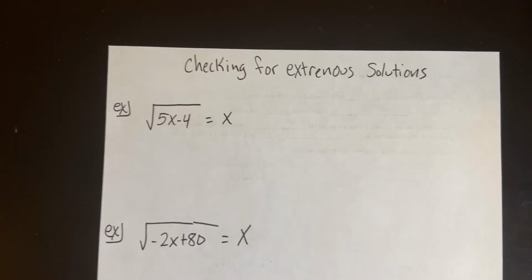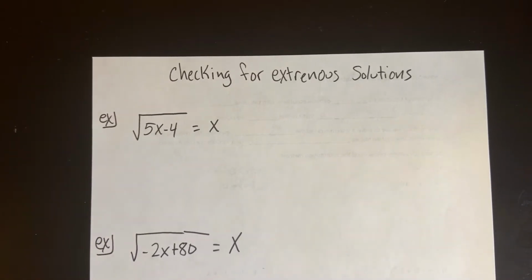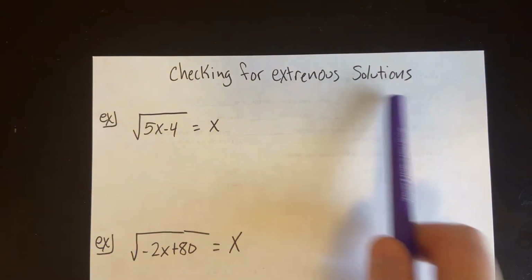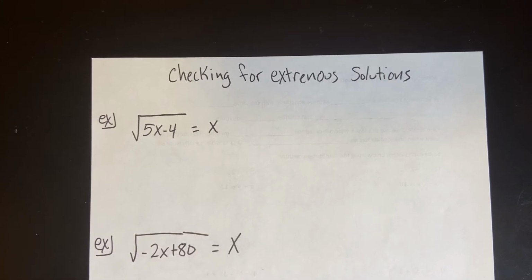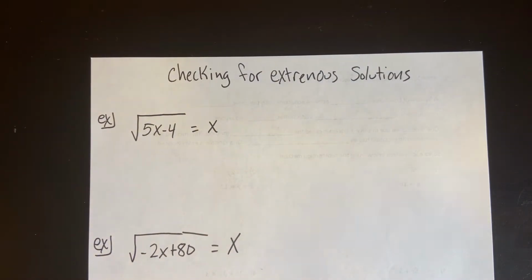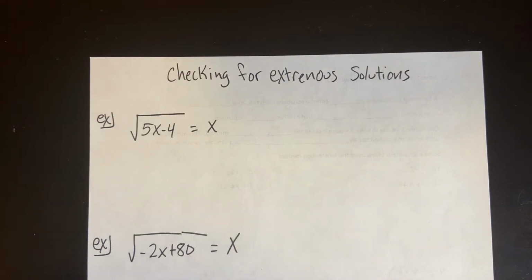So one thing that could happen when we're dealing with these square roots is something called an extraneous solution. In math, an extraneous solution means an answer that doesn't truly satisfy our equation. I'm going to show you a couple of examples here. I've got three examples, and I'm going to show you what happens when we get an answer, but it actually doesn't work. Like I said, those are referred to as extraneous solutions.